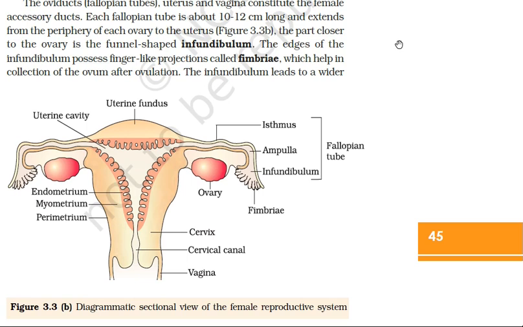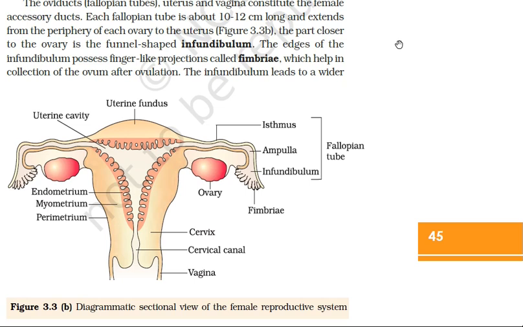I repeat, the uterus wall consists of 3 coats. The innermost is endometrium, the middle is myometrium and the outermost is perimetrium. The perimetrium is thin, myometrium is the thick layer made up of smooth muscles, and endometrium is glandular layer which lines the cavity of the uterus.